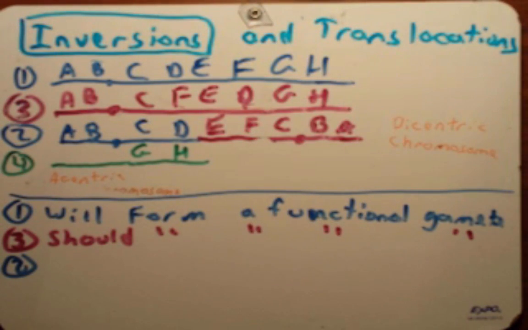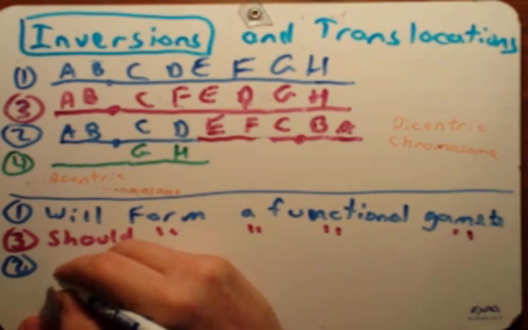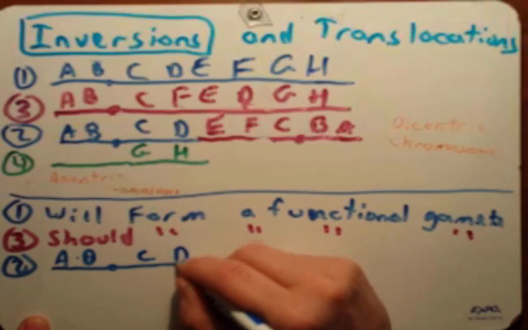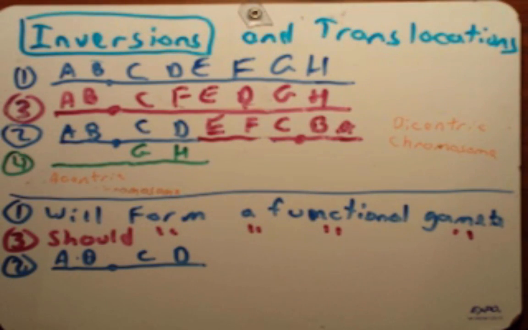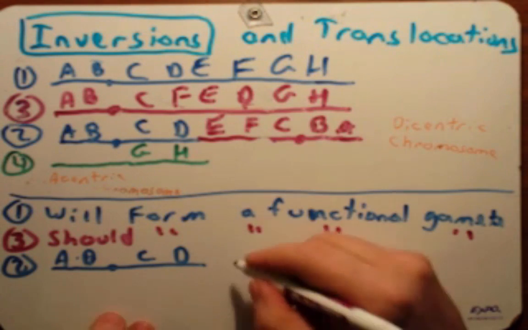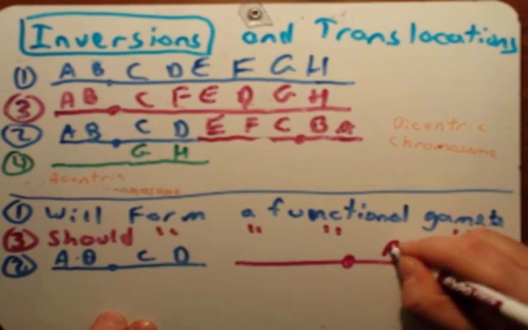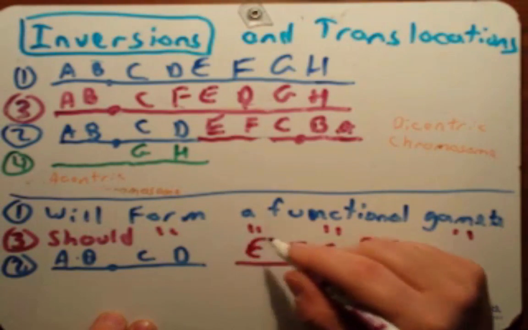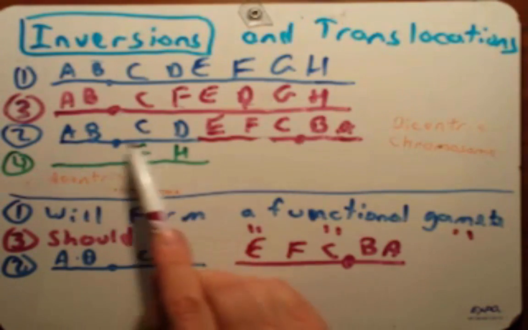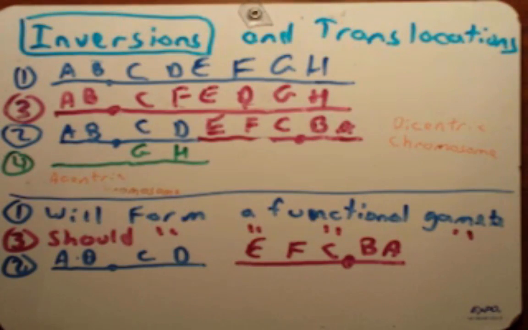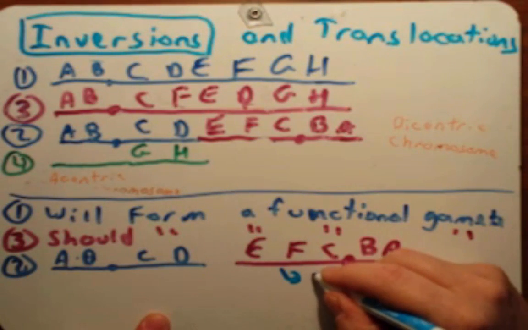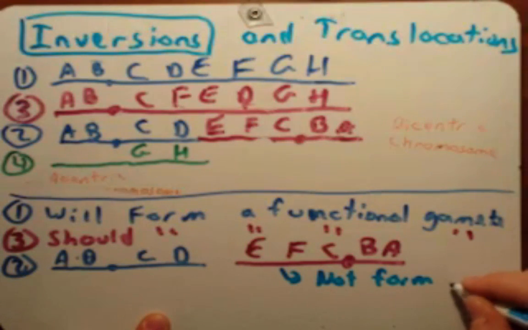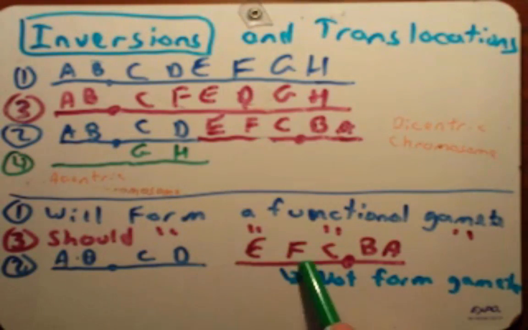So you might end up now with two chromosomes, and I'm going to draw them here just so you can see what might happen. You might end up with an A, B, C, D chromosome, missing E, F, C, B, and A, so missing a large part of that chromosome. And the other chromosome that's going to form is going to have A, B, C, F, and E. Again, missing a large part of that other chromosome, a lot of genetic material. As a result, this is going to not form a gamete. Neither one of these will.